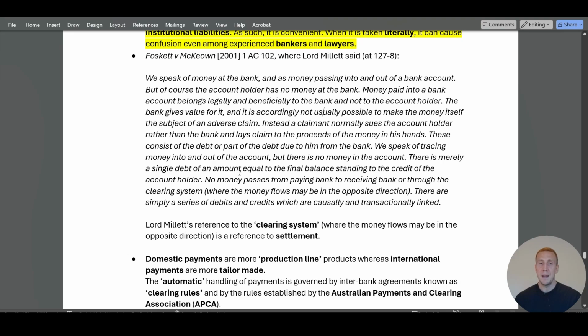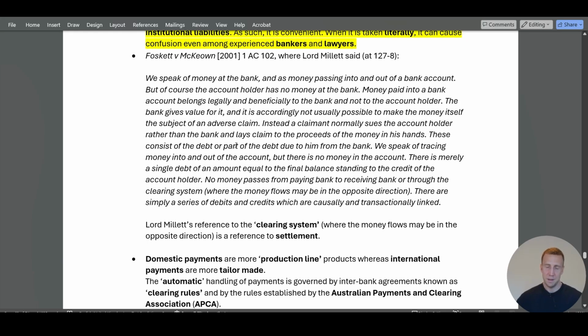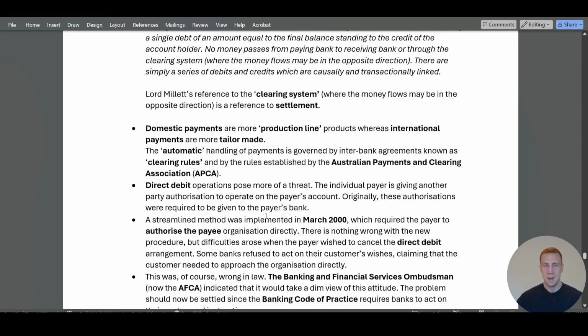There is merely a single debt of an amount equal to the final balance standing to the credit of the account holder. No money passes from paying bank to receiving bank or through the clearing system, where the money flows may be in the opposite direction. There is simply a series of debits and credits which are causally and transactionally linked. Lord Millet's reference to the clearing system, where the money flows may be in the opposite direction, is a reference to settlement. So again, a very important concept to take away, that you got another great quote as part of a case that reinforces that fact.